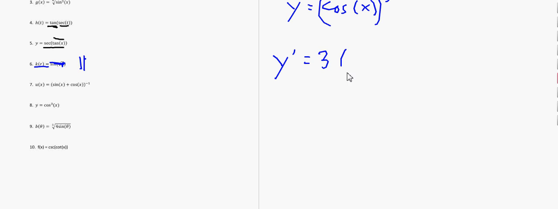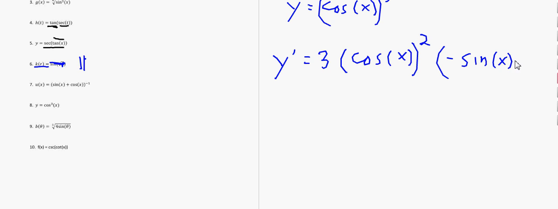But anyway, y prime, we're going to derive the outside, which is old hat by now. 3 comes down times the inside remains the same, cosine x to the second power. And we're going to multiply that by negative sine of x, and that's the derivative of the inside from up here. So we derive the 3, or to the third power, which is 3 cosine x squared, and then we got to derive cosine of x. That's negative sine x. Okay. Simple, simple, simple. Flying through these things now.